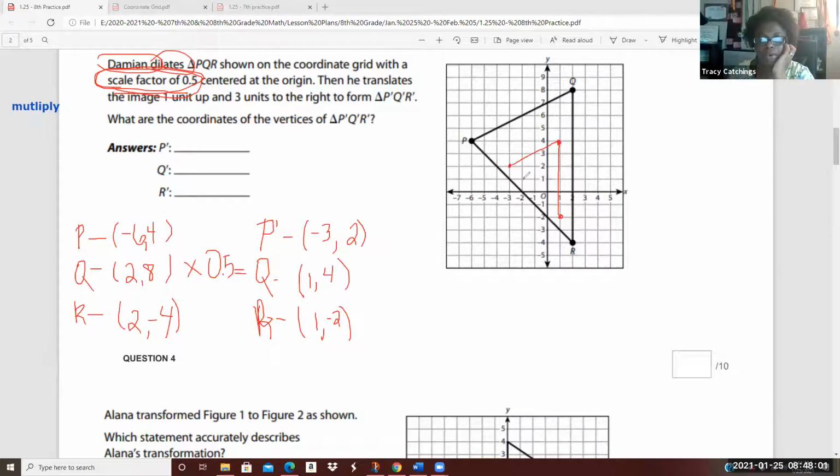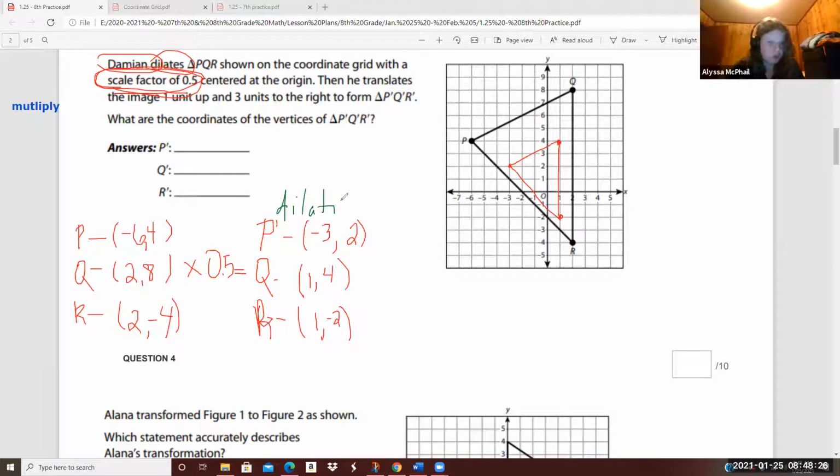All right, so that was the first transformation. What was the second transformation? Dilation. Oh, that was the first one. That was the one we just did. Translation. What kind of translation? What we doing?